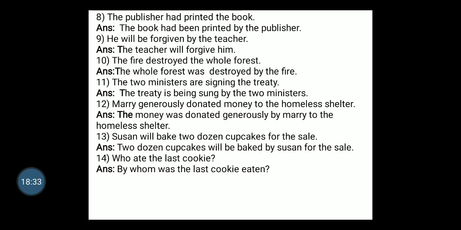Sentence number 14th. Who ate the last cookie? By whom was the last cookie eaten? It is an interrogative sentence. If who comes, then by whom; if by whom comes, then who. Who is there, therefore by whom. Ate means was the last cookie eaten.